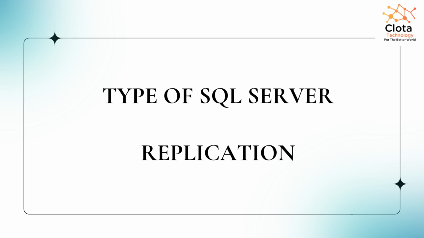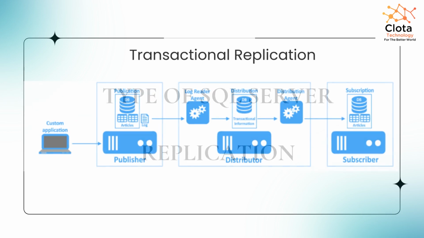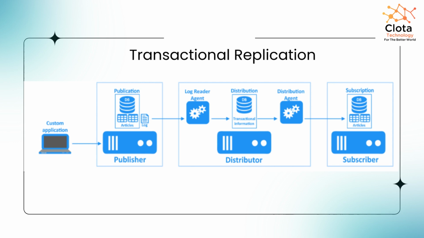Types of SQL Server replications. There are mainly 3 types of replications. Those are transactional replication, designed for high-volume, real-time environments. Changes at the publisher are captured and delivered to subscribers in the same order, using the log reader agent and distributor. A snapshot is used only during initialization.